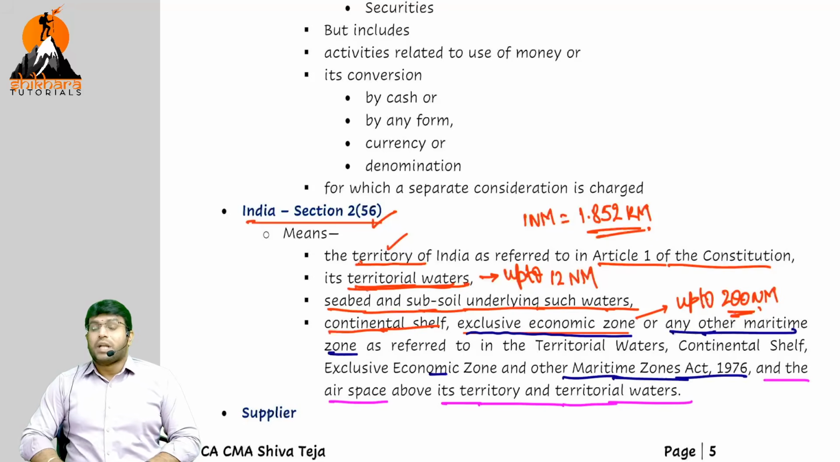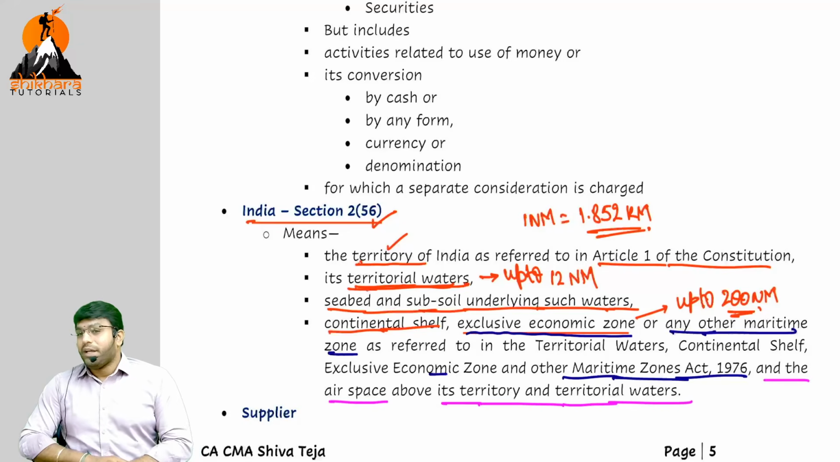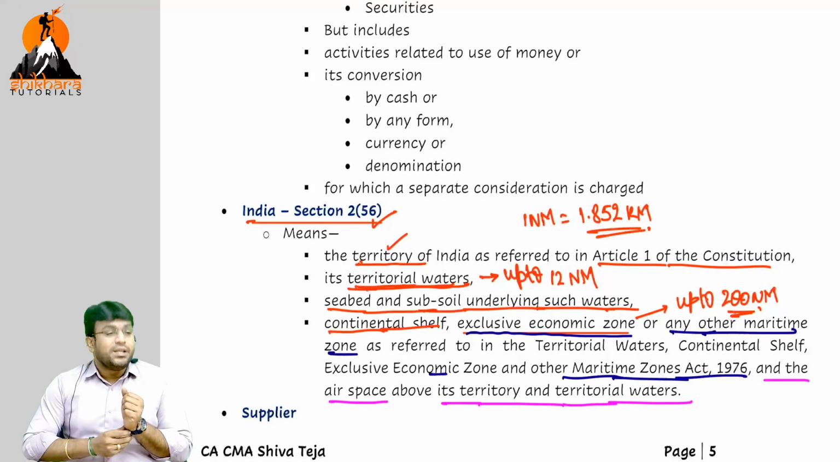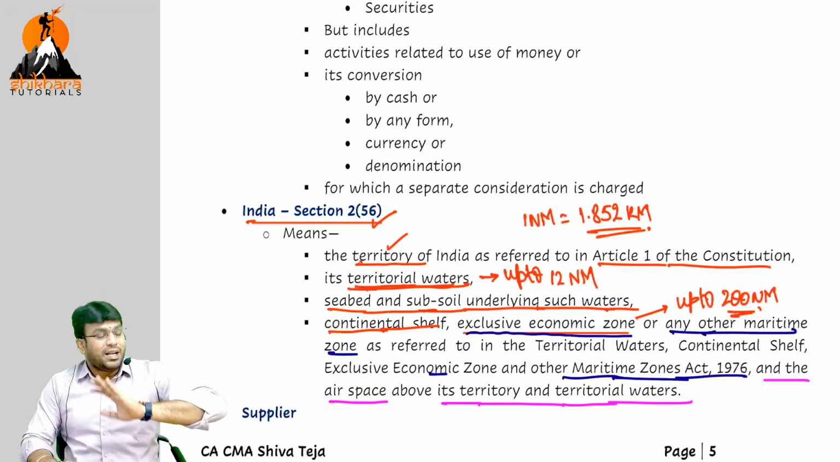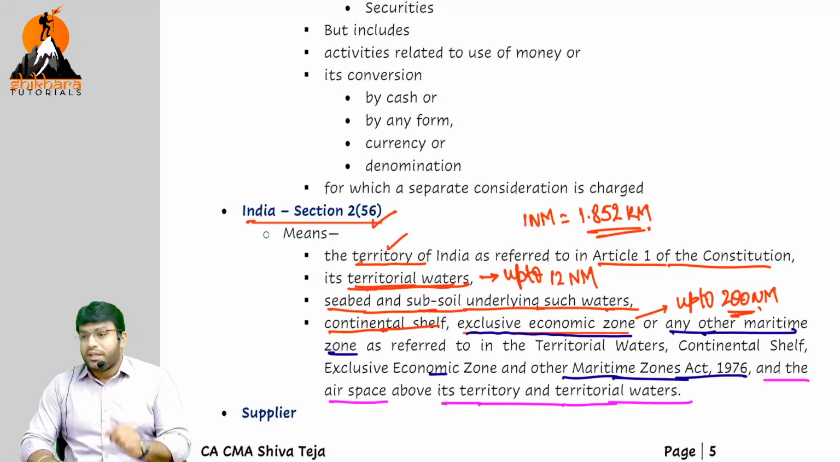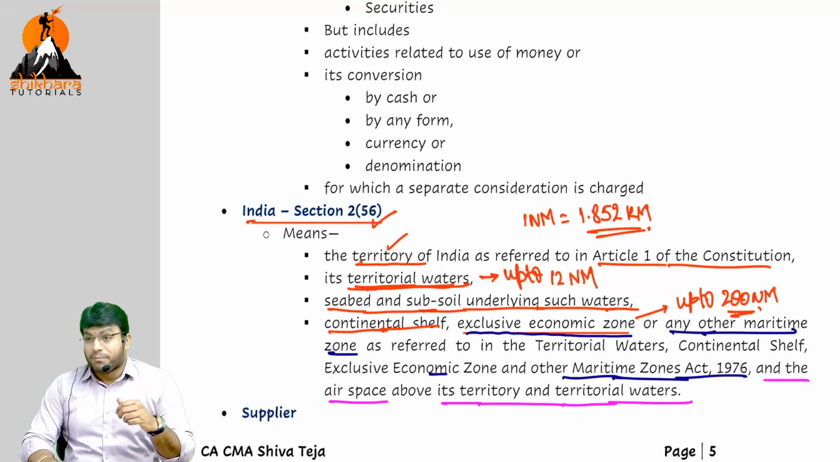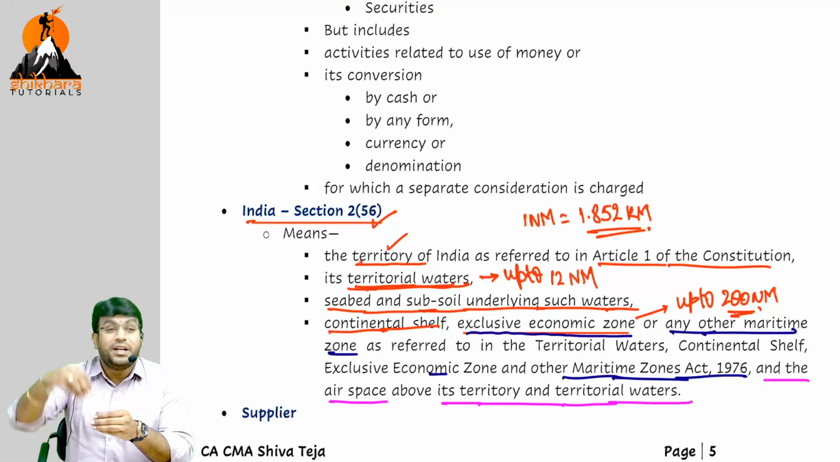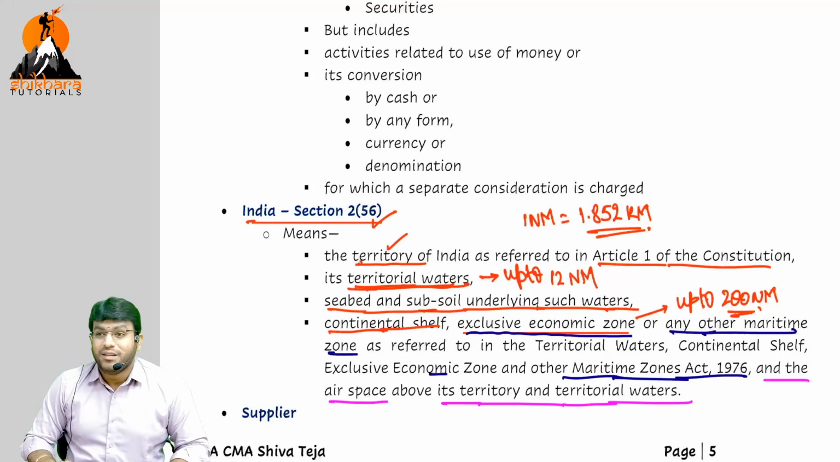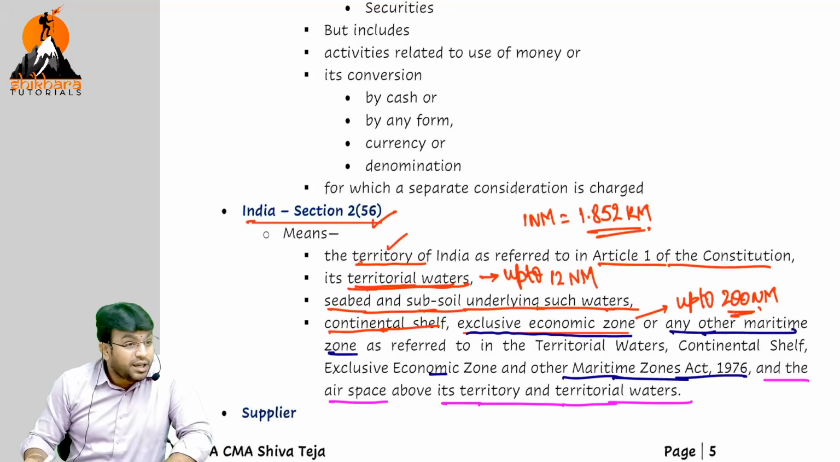I'm sure we got good clarity on these points. So please reply: here it covers what? Come on, one last time repeat. Territory, territorial waters, seabed and subsoil underlying such water, continental shelf and exclusive economic zone or any other maritime zone, and airspace above territory and territorial waters. This is important because when I go to the topic called place of supply, we will discuss what if the activity is done in territorial waters, then which state we should take. There is some concept here. We'll talk. Are we clear? Done.